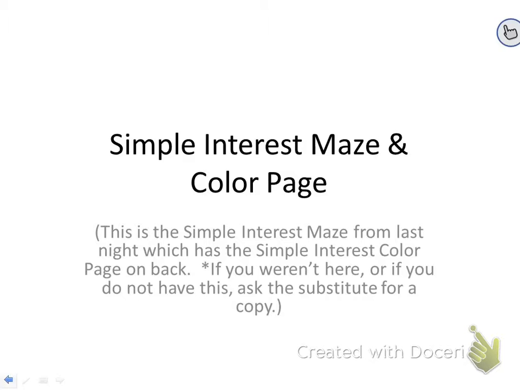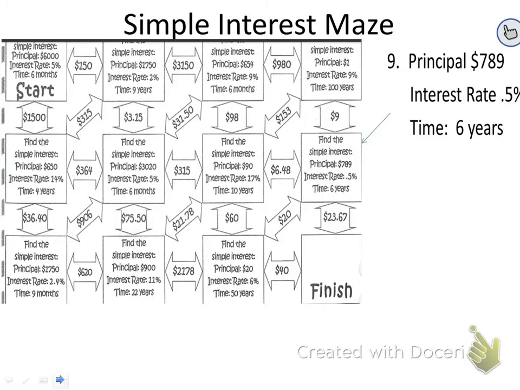If you will take out the sheet from yesterday, the simple interest maze, and then on the back is the color page. If for some reason you are absent or you don't have yours, please ask the substitute for another copy. On the simple interest maze that you did yesterday, we are going to look at one of the more challenging problems, which was number 9, the last problem.